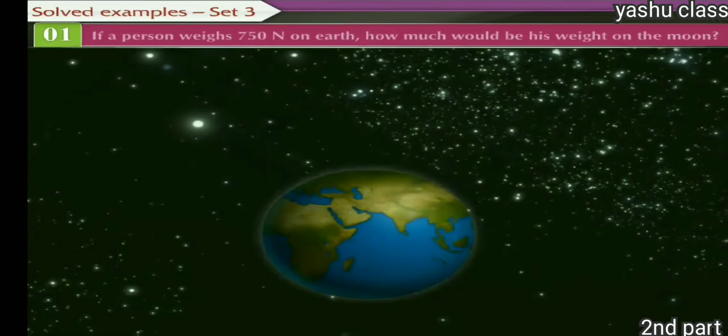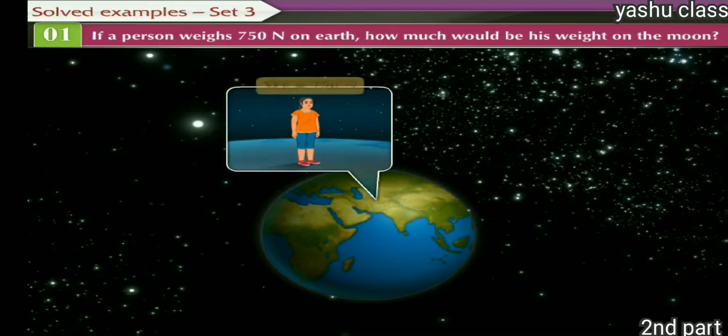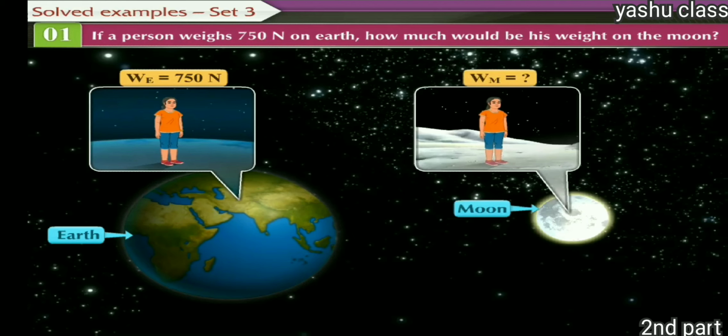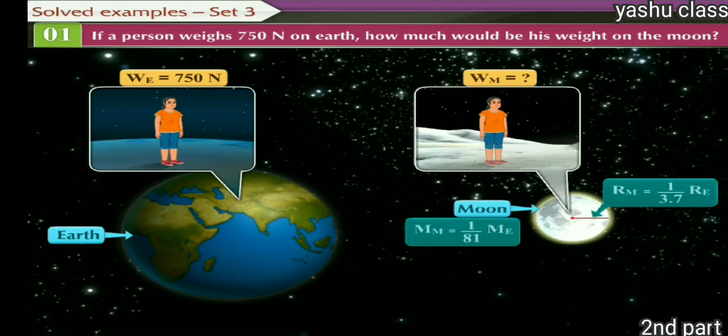Examples, Set 3. Example 1. If a person weighs 750 newtons on Earth, how much would be his weight on the Moon? Moon's mass is 1 upon 81 of that of the Earth, and its radius is 1 upon 3.7 of that of the Earth. Answer.